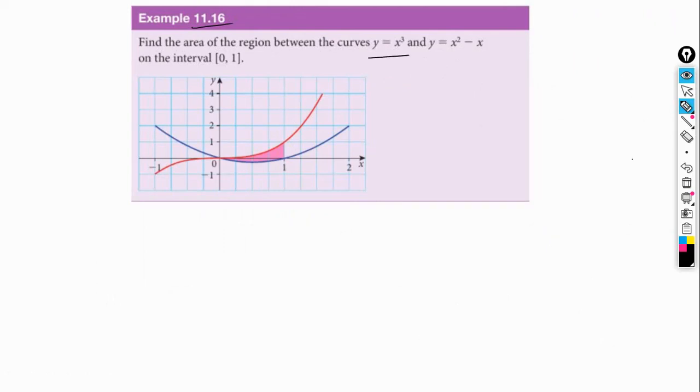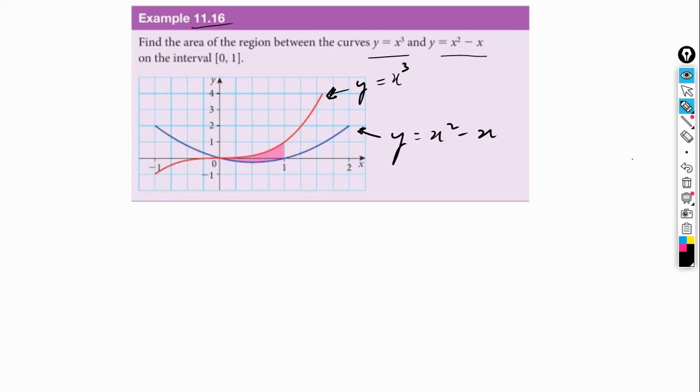So now we continue with example 11.16, and it says find the area of the region between the curves y equals x cubed and y equals x squared minus x on the interval 0, 1. So this is a case of area between curves. So when we have area between curves, what we'd have to do here is identify which curve is on top and which curve is on the bottom of this. So the top curve here, as you can see, is y equals x cubed. And the bottom curve, of course, is going to be y equals x squared minus x.